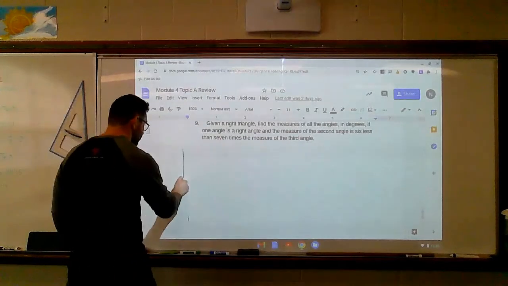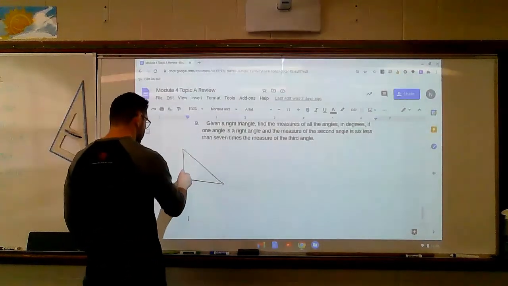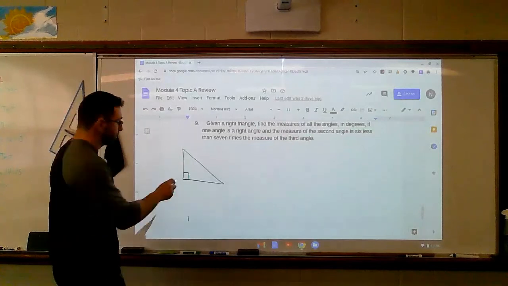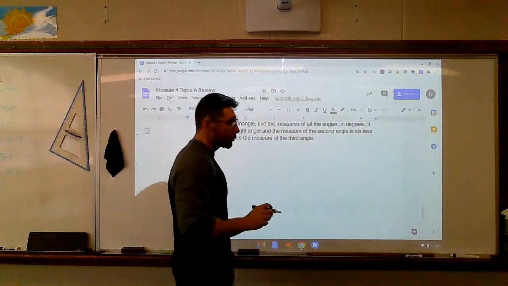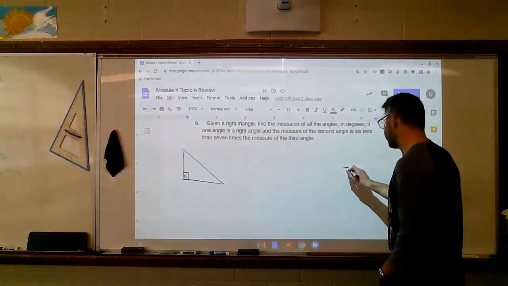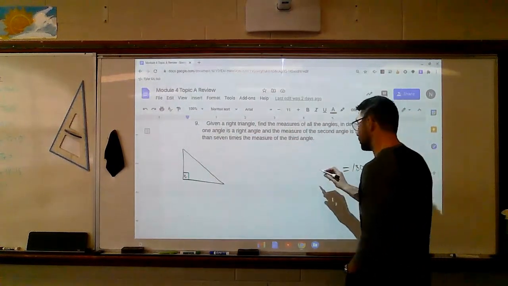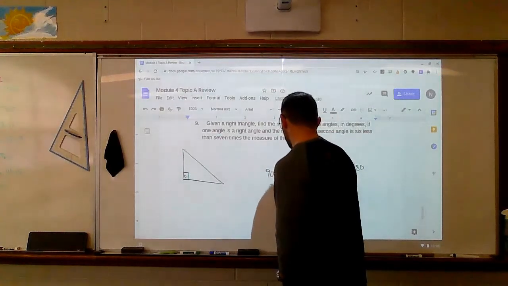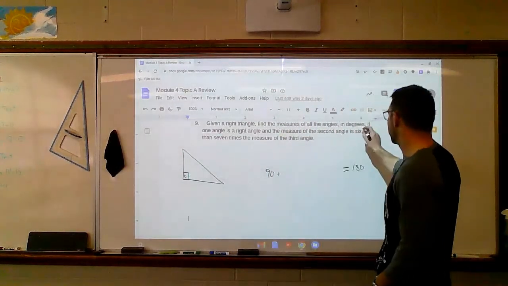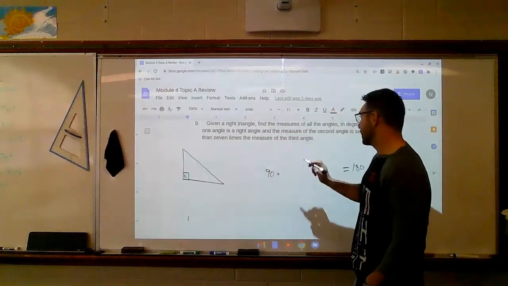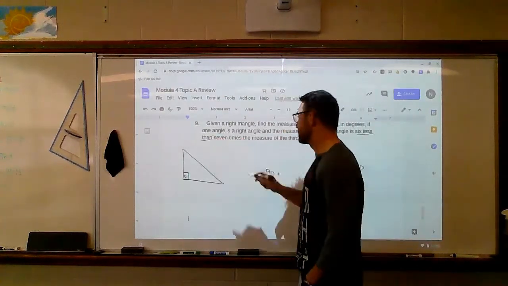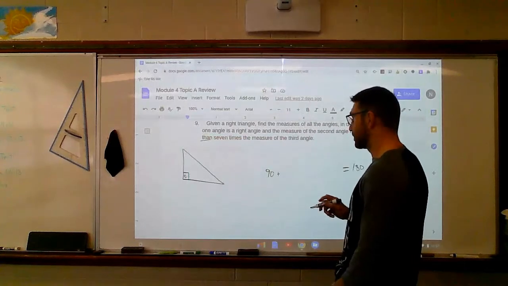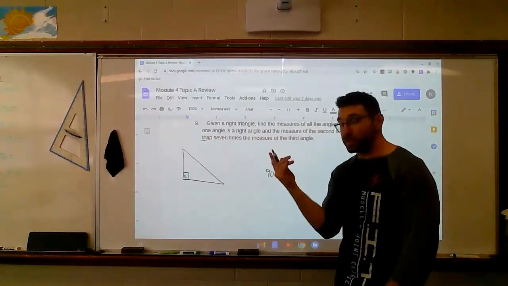So first off, we need to know a couple things. Right triangle, we know, has this angle right here, which is 90 degrees. We know that all three angles of a triangle have to equal 180. So I know that 90 plus something. If one angle is a right angle, got it, and the measure of the second angle is 6 less than 7 times the measure of the third angle. So less than is one of those switches again.